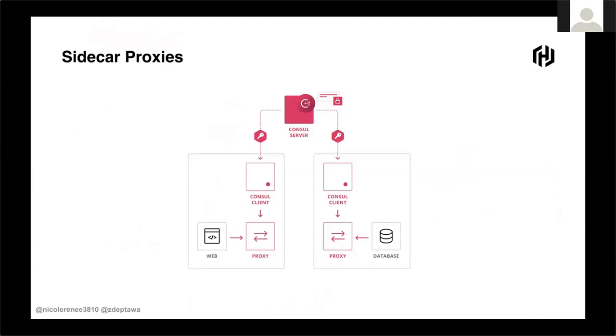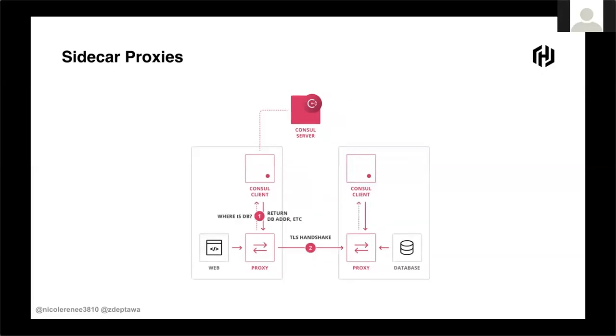So how do these sidecar proxies work? In our standard setup, we have two nodes running. Each node is running a Consul client. They're both talking to our Consul server, which can be inside or outside of the Kubernetes cluster. On the server on the left, we've got our web server running, and on the server on the right, we have our database instance running. When the web server wants to talk to the database, the web instance talks to its proxy server. Then the proxy says, okay, Consul, where is the database? This is that service discovery component we talked about earlier. And Consul will return the database IP address.